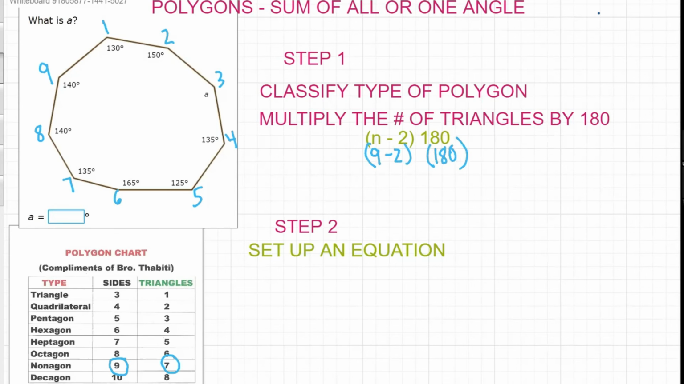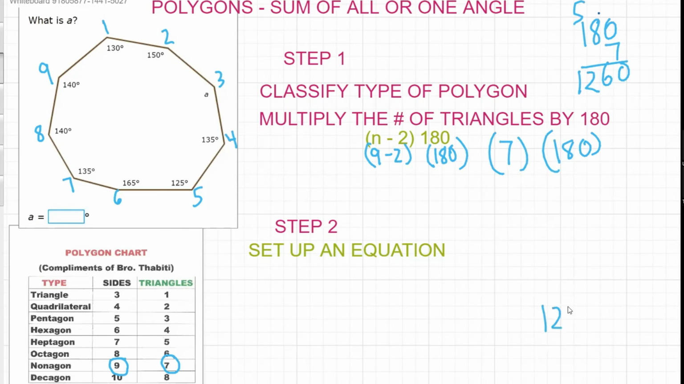Okay, so we're talking about 7 times 180. Let's go ahead and do that. So 7 times 0 is 0. 8 times 7 is 56. And 7 times 1 is 7 plus 5 will be 12. So that's 1260. Okay, so let's go ahead and set up our equation.